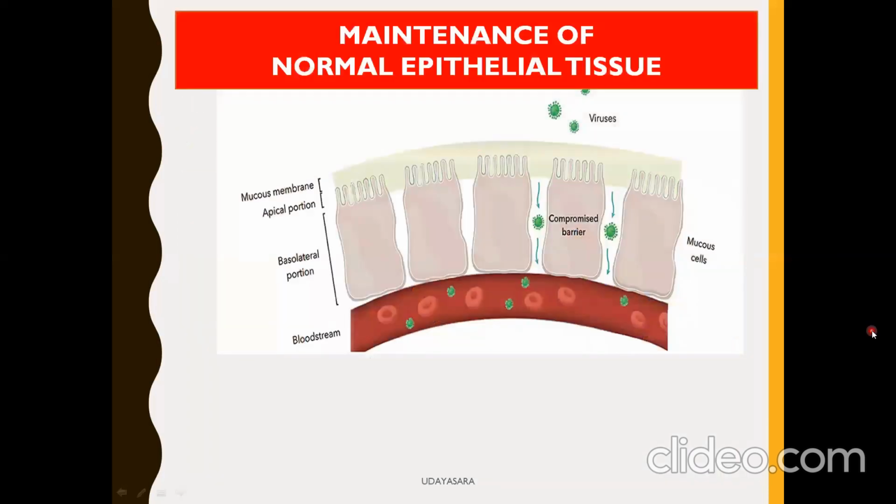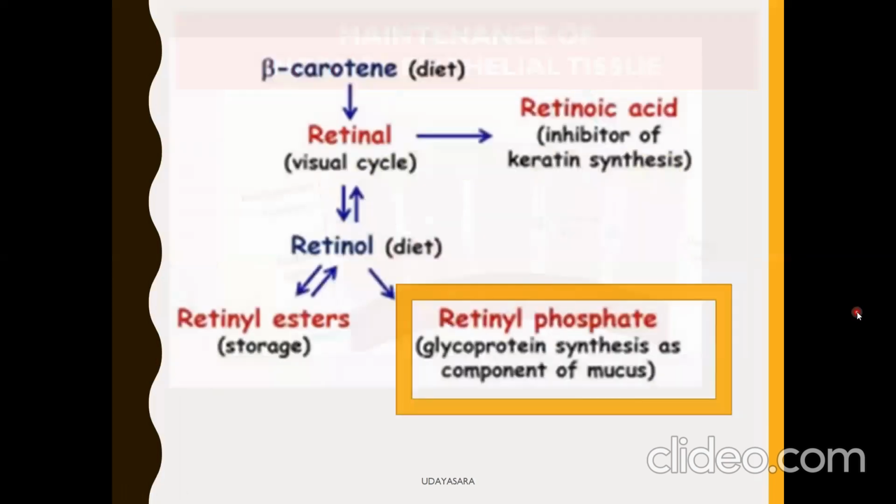So the other function is they maintain the normal epithelial tissue. They maintain the integrity of the normal epithelial tissue. In case of vitamin A deficiency, what happens? There is drying of the epithelium, resulting in proneness to infections.